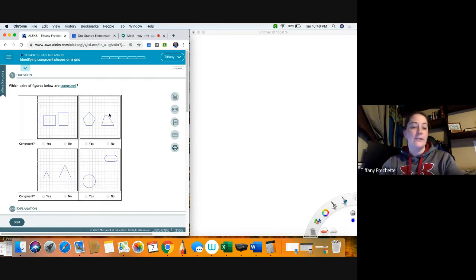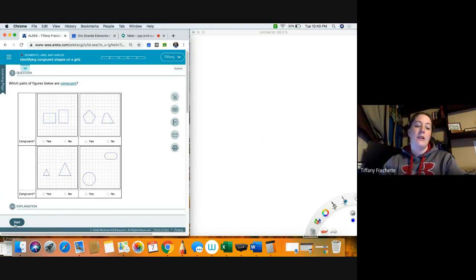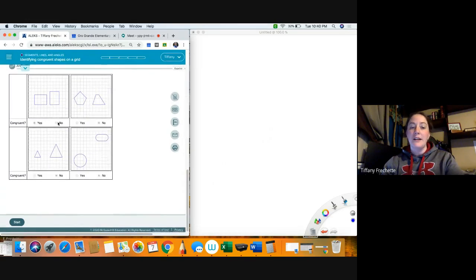These are completely different shapes, so we would click no. These are both triangles, but one is small and one is big. Remember, congruent means the same size and shape. So they're the same shape, but not the same size, so no. These aren't the same shape, so no. All right, and if we go down here, they just said yes, no, no, no. So you just click yes and no.